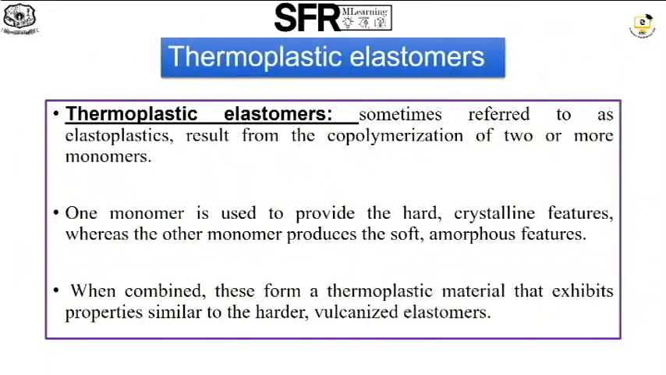Thermoplastic elastomers are sometimes referred to as elastoplastics. They result from the copolymerization of two or more monomers. One monomer is used to provide the hard crystalline features, whereas the other monomer produces a soft, amorphous feature. When combined, these form a thermoplastic material with properties similar to the harder vulcanized elastomers.